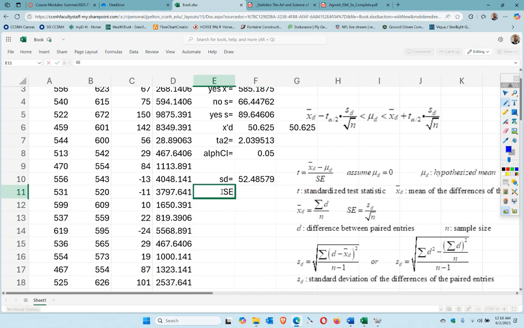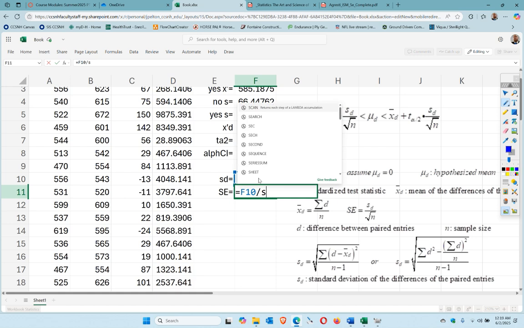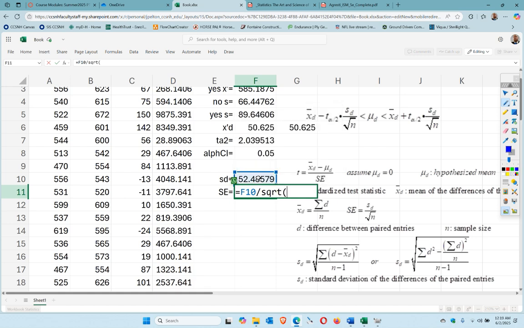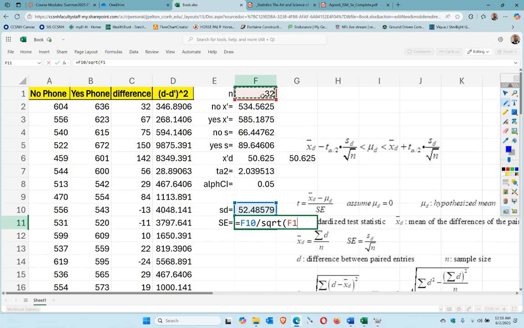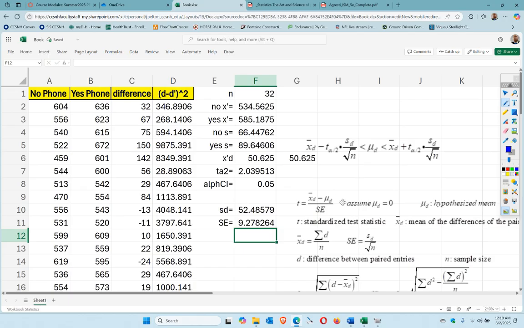So the standard error is that divided by the square root of this n. So there's my standard error. Okay. So that's what I need right there. I need the x̄_D, which I have. I need my t-value for the confidence interval. And I need the standard error, which is right there. So now I can figure out my confidence interval.